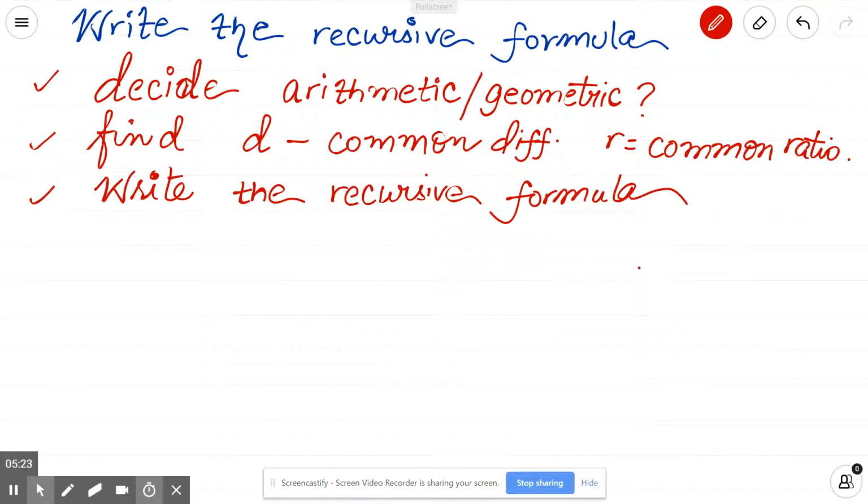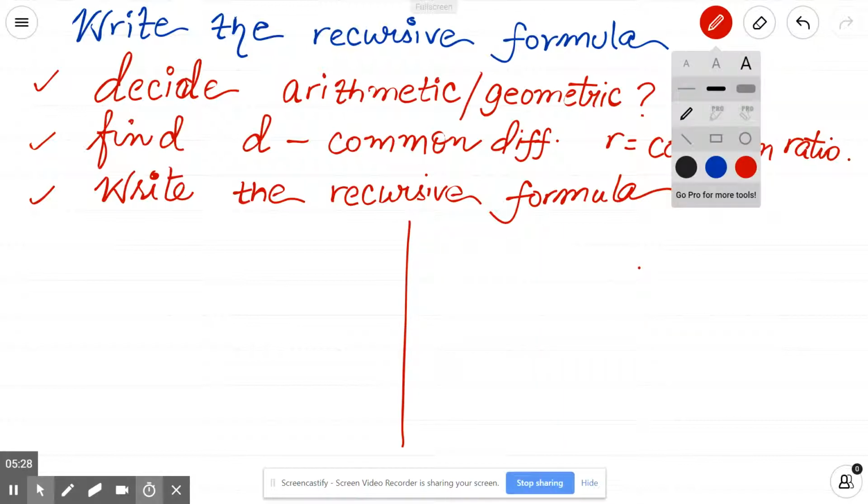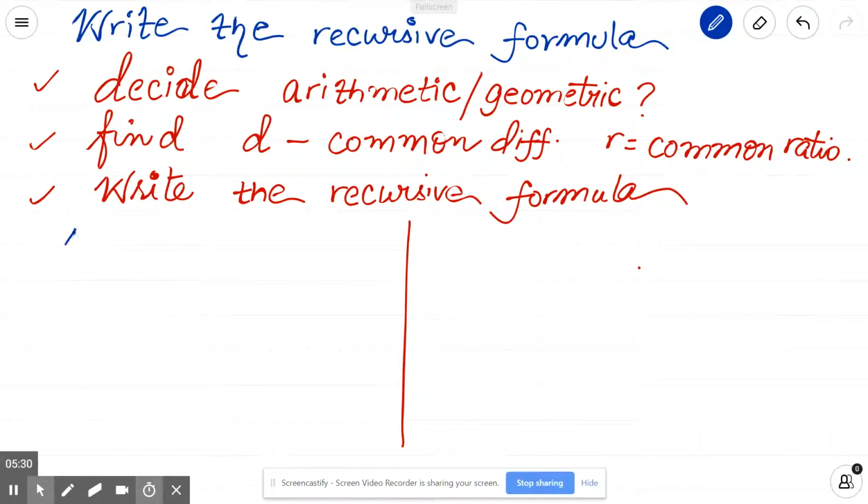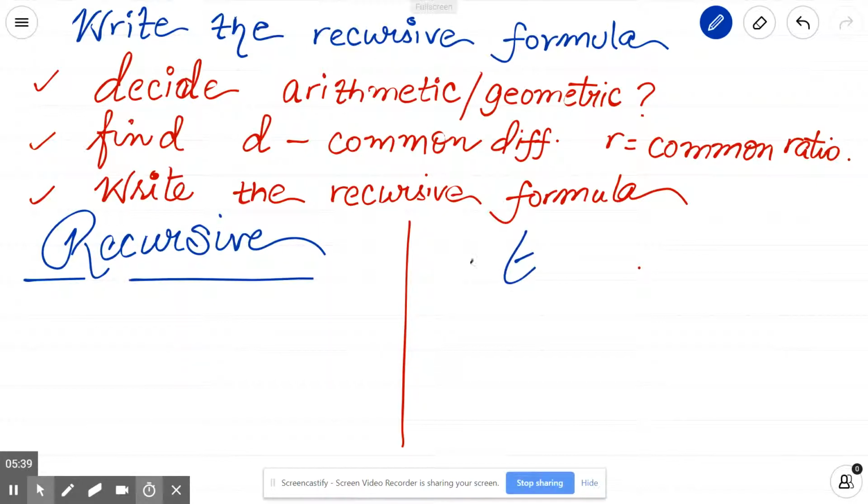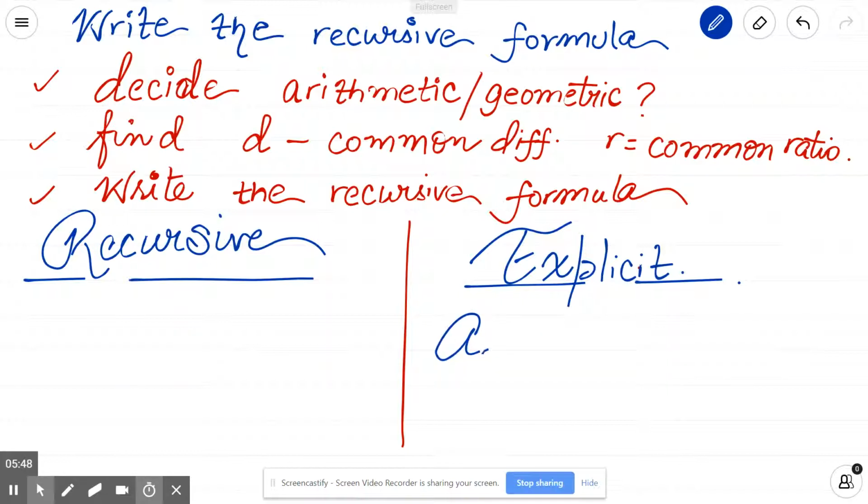Now, students, with this, I also wanted to make it once again clear to you that there are two types of formulas that you'll always see in arithmetic or geometric sequences. One is called the recursive, and the other formula is called explicit. Now, anytime a sequence is given to you, for arithmetic sequences, you use the explicit formula in order to calculate an explicit term when you are not given the previous term. Basically, that is what explicit is.